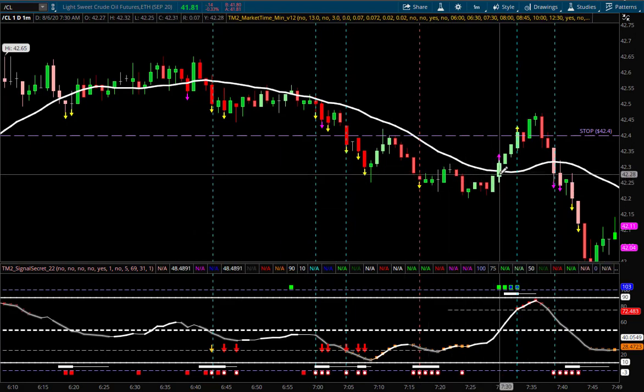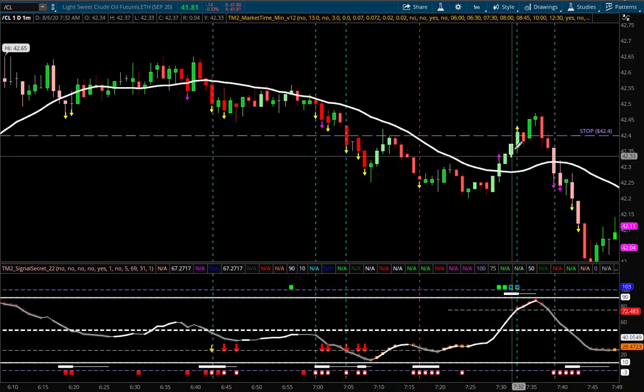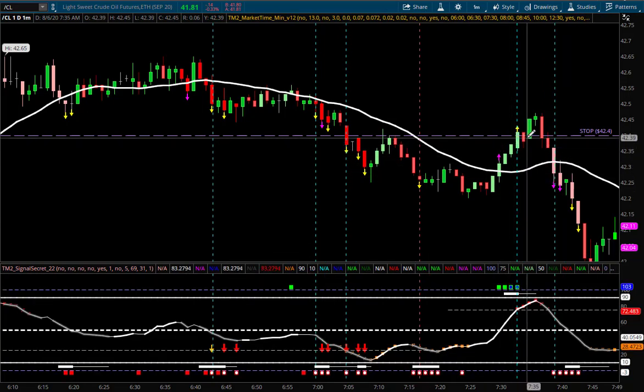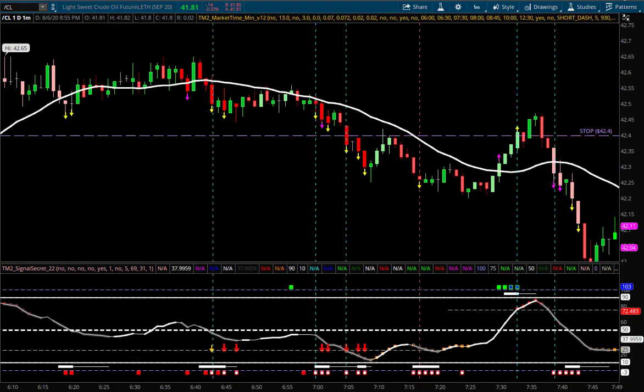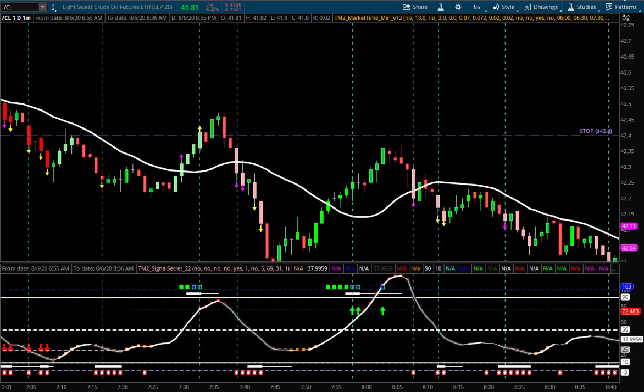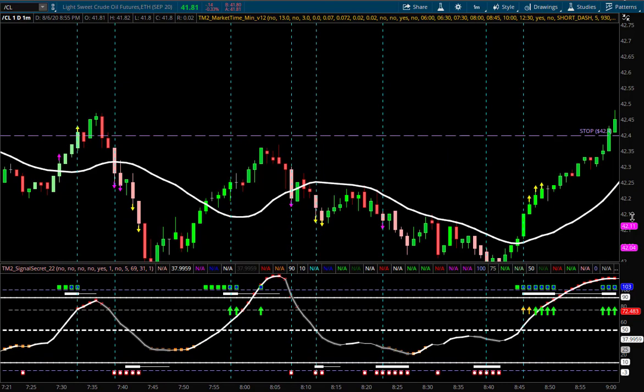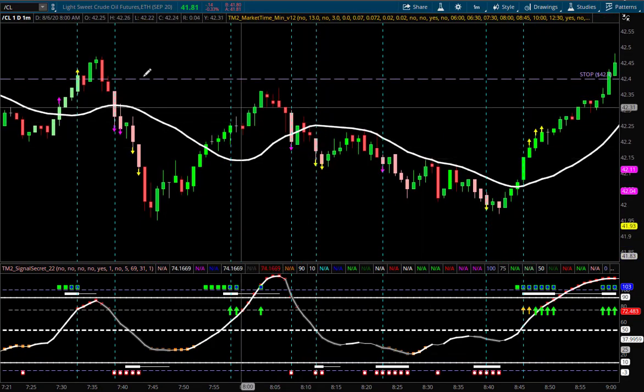Now here I've got a magenta arrow at 7:30, but it's not a block with a dot in it. But here I get a yellow, and I get a block with a dot, and take that for a win. Let's move on over here in the CL contract for more trading opportunities.